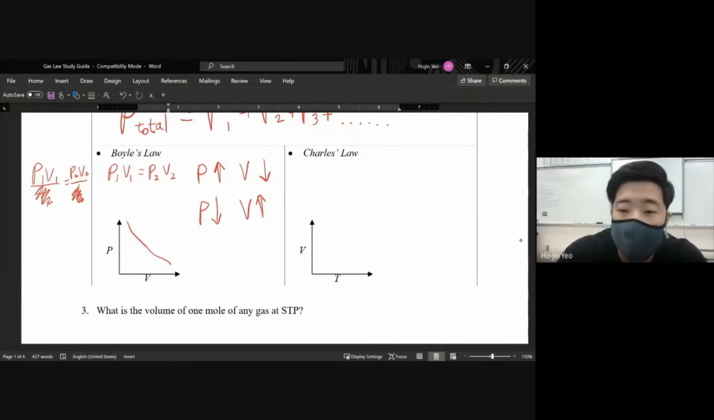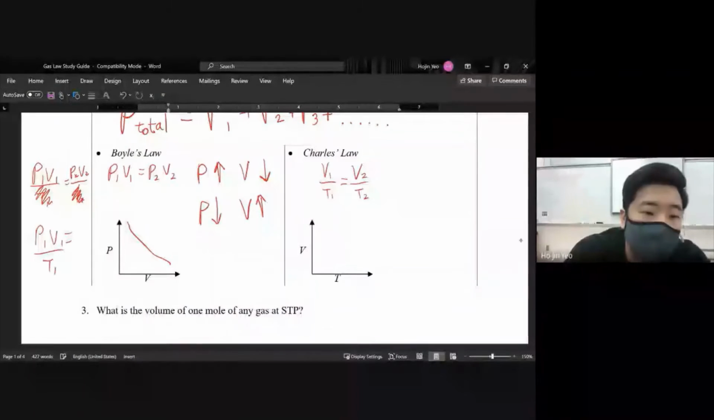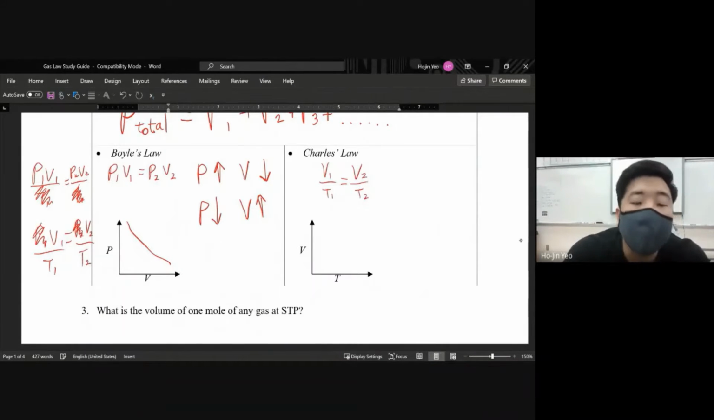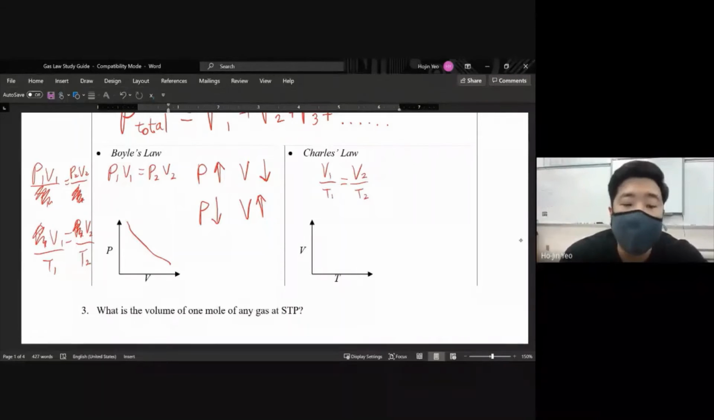Charles' law, on the other hand, is going to have V1 over T1 equals V2 over T2. Now, just by looking at the combined law again, remember, in this case, we don't actually have pressure. So I'm just going to cross out the pressure, and the only thing left is V over T. And that is how we figure out Charles' law.